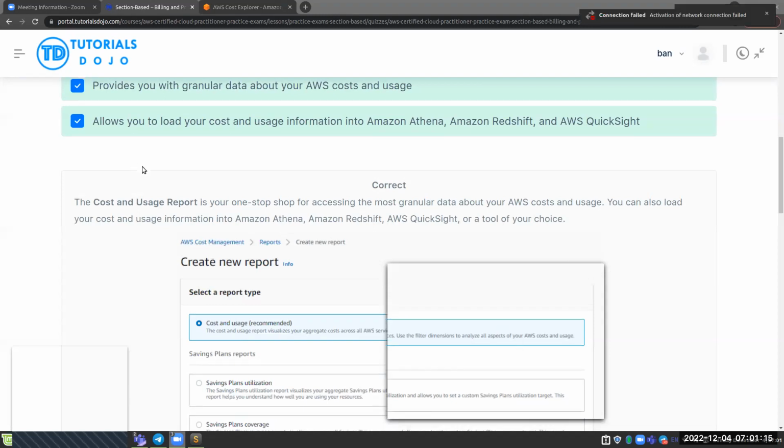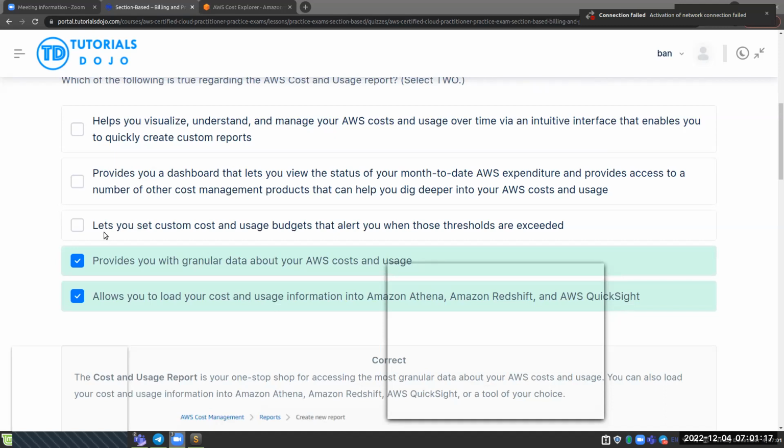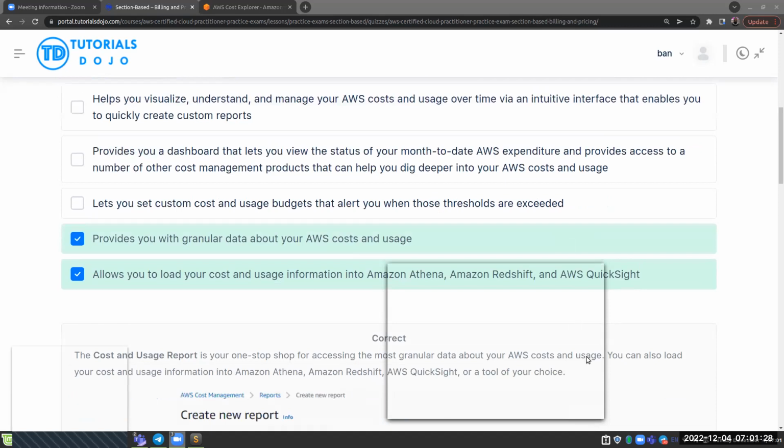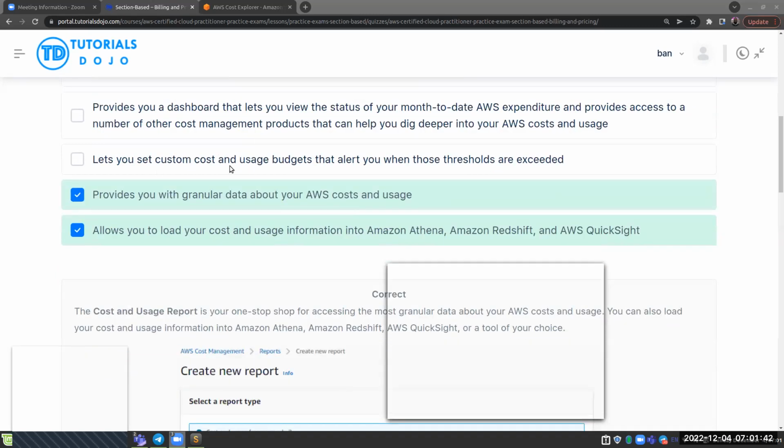But which service will do C? Which service allows you to set custom cost and usage budgets that alert you when your threshold is exceeded? What will be the answer? AWS Budgets. Organizations. Right. Cost Explorer. Yeah, which one? So Budgets for me. So it's AWS Budgets, right? Yeah. What's AWS Organizations used for again, Ada? I'm sure you are thinking of something else.